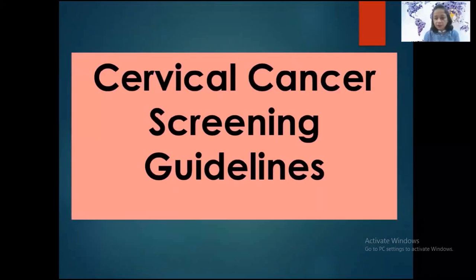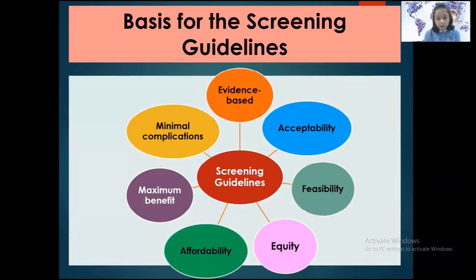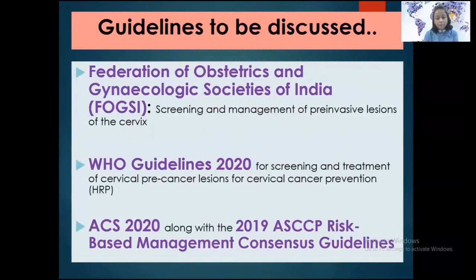So coming to the topic proper, that is cervical cancer screening guidelines. A recent systematic review published in June 2021 highlighted that there are 29 published cervical cancer screening guidelines. The basis for the majority of these guidelines is derived from evidence-based randomized control trials, and the recommendations are based on the acceptability, feasibility, equity, affordability, and the benefit to complication ratio of these screening tests. So I will be discussing the FOGSI guidelines, followed by the WHO and the American Cancer Society guidelines.